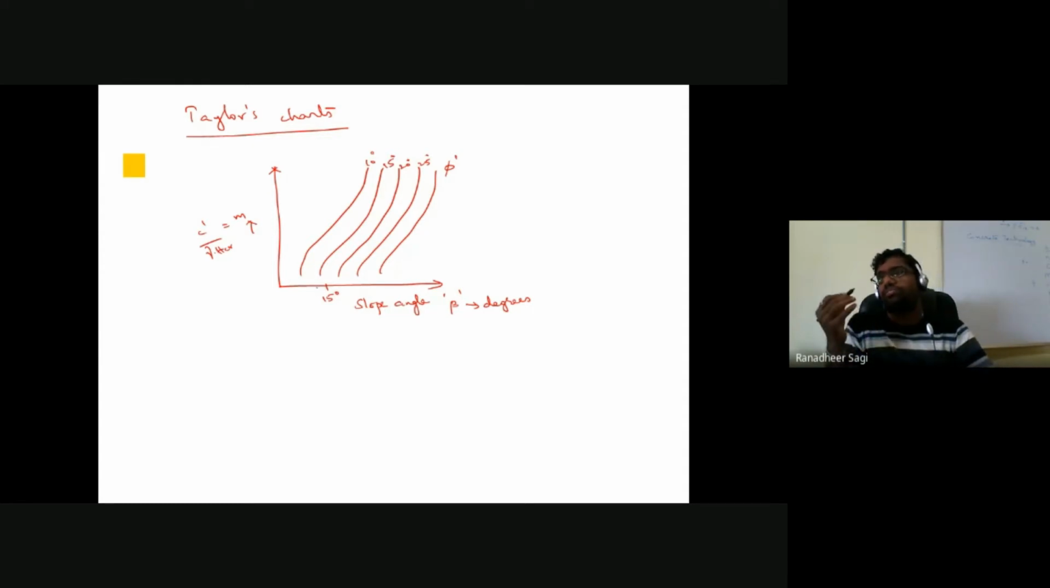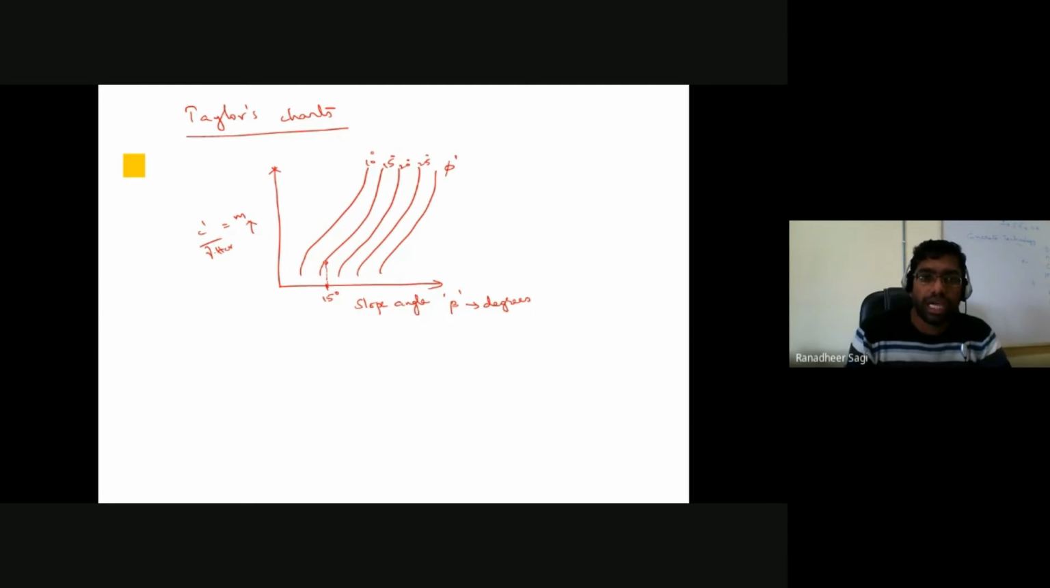If I say the phi value of that particular soil is something like 15 degrees. Beta, what I wanted to maintain, is 15 degrees, and the phi value of that respective soil is 15 degrees. So for this beta of 15 degrees, let me extend this point onto the curve corresponding to the phi value of 15 degrees, and let me extend this point onto the vertical axis.